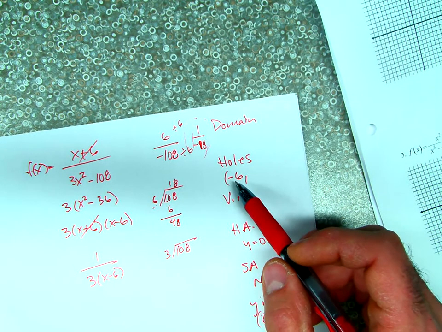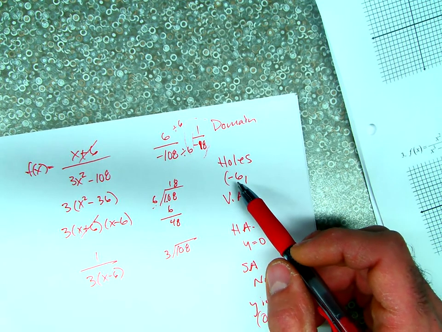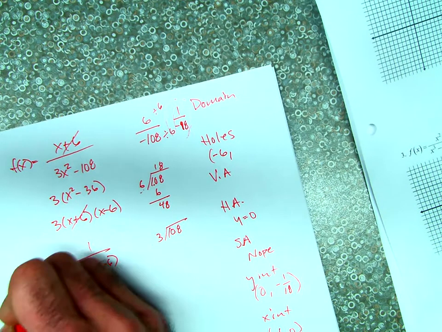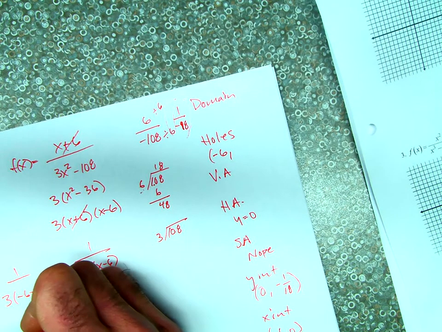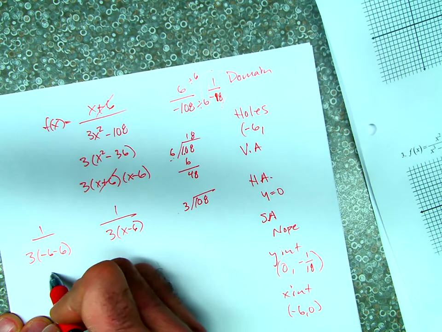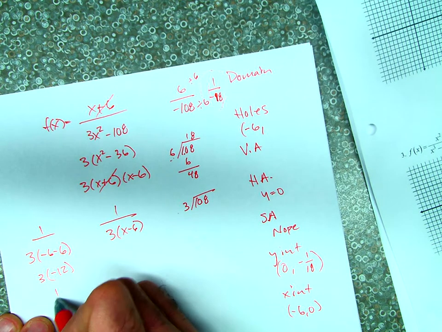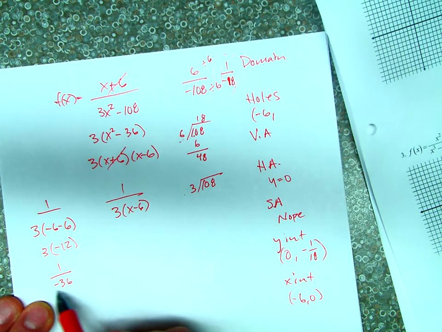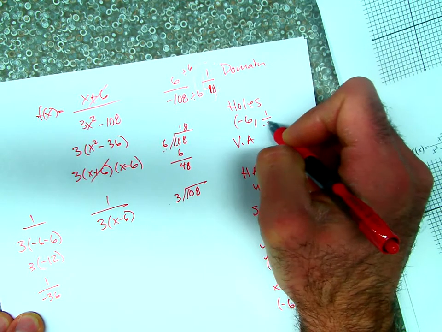I take negative 6. Guys, coming back to class doesn't mean you get to be more disruptive. Okay, negative 6. I put negative 6 in for x. So I get 1 over 3 times negative 6 minus 6. What is that? Negative 12. And times 3, 1 over negative 36. What is this? The y value for the hole. You guys are amazing. 1 over negative 36.